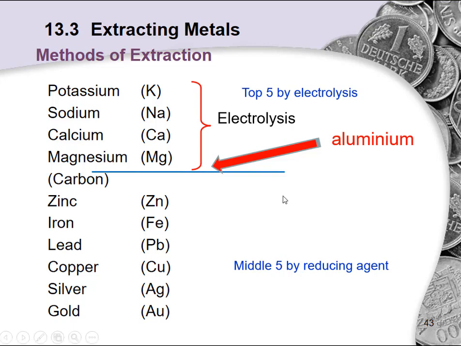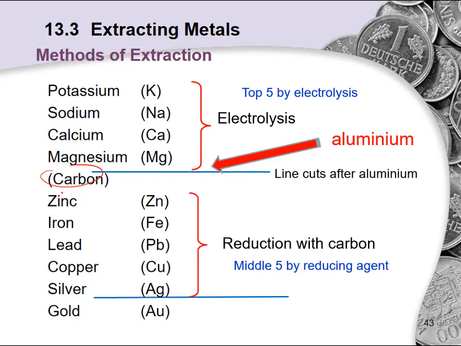How about the metals below aluminium? You can see that there's a carbon above zinc. Carbon, being more reactive than zinc itself, tends to displace zinc from the compound. For example, when carbon reacts with zinc oxide, you will form zinc and carbon dioxide or carbon monoxide. So the next 5, which is zinc, iron, lead, copper, and silver, we call the middle 5, they're extracted by heating with a reducing agent. And so who is a reducing agent? Carbon. Carbon is a reducing agent.